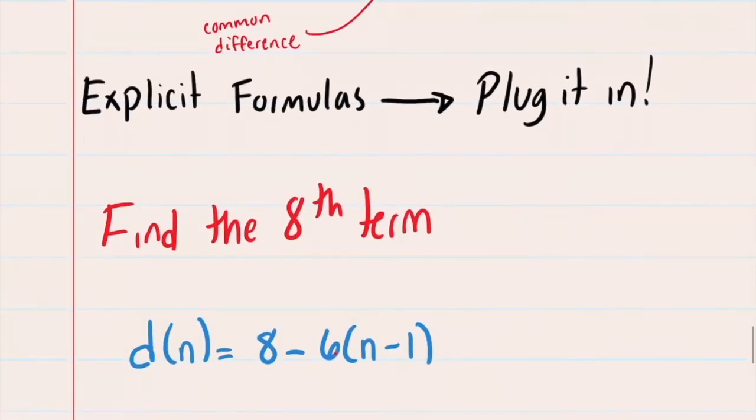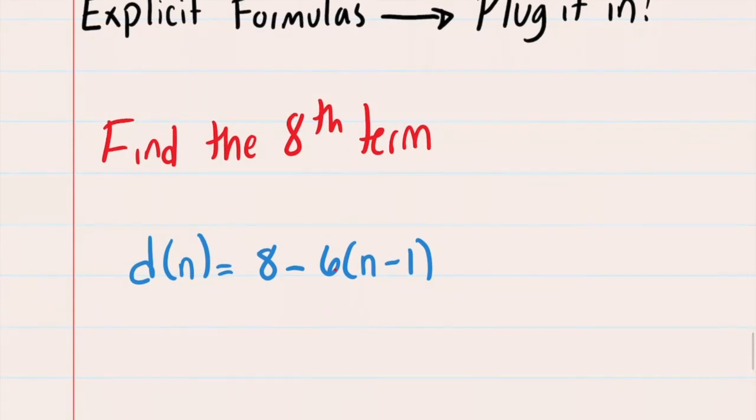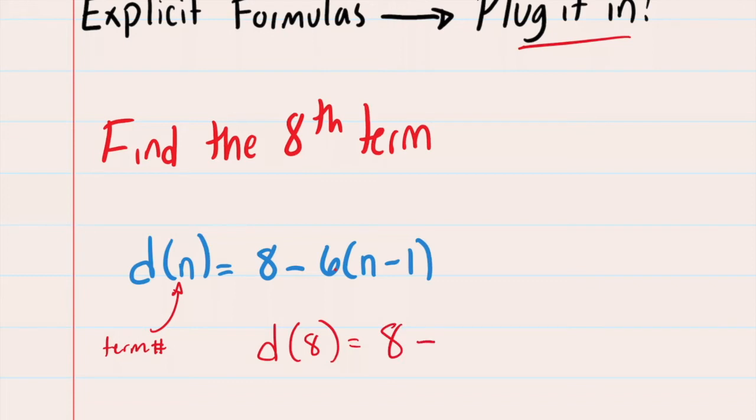Now with explicit formulas, it's a lot easier. An explicit formula is only one row, and my term number is actually just whatever term you want to find, that's what you're going to plug in. So again, my term number goes there. We're simply going to replace the n with the number 8. So all you do is plug it in. That's how easy it is. So it's 8 minus 6, parentheses, my n in this case now is an 8, minus 1.